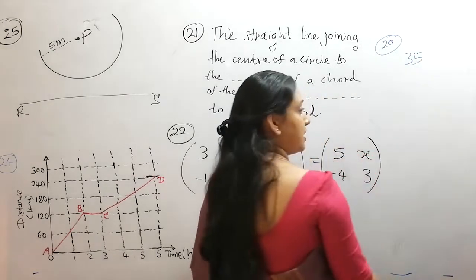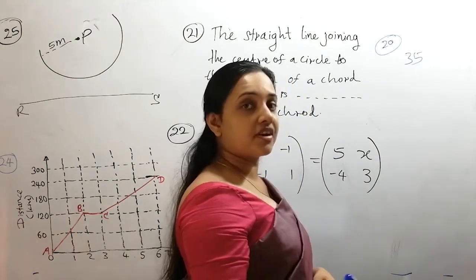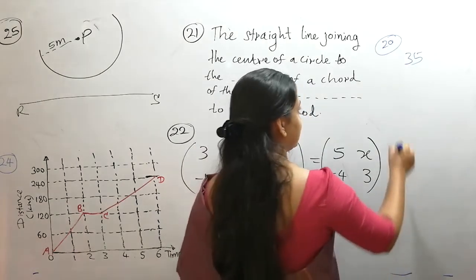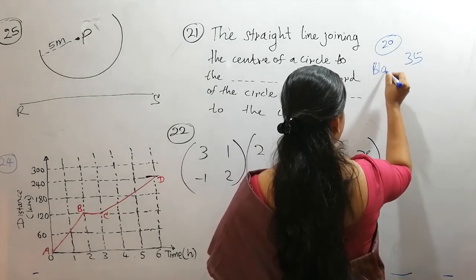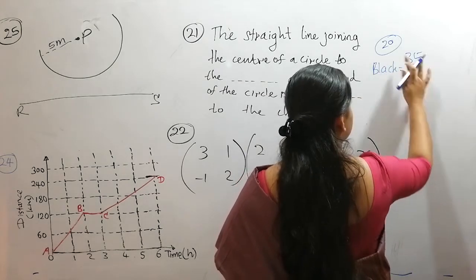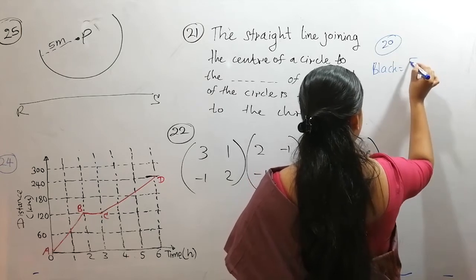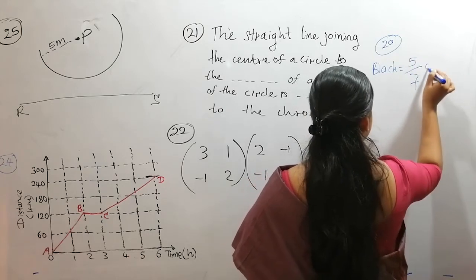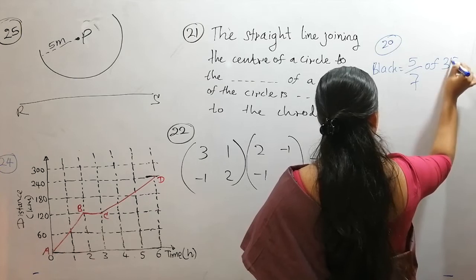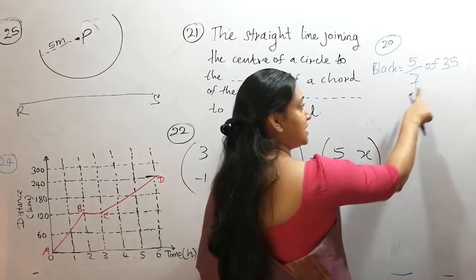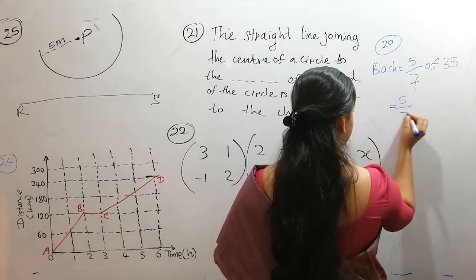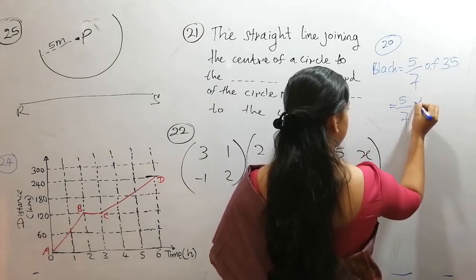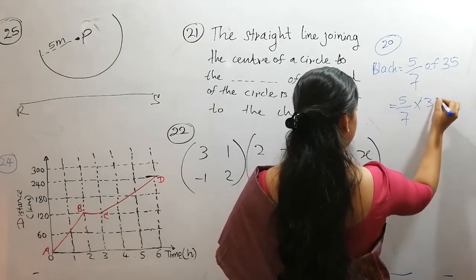Out of 35, the 5 over 7 fraction is black. Then the number of black marbles is 5 over 7 of 35 marbles. Then we can simplify. 5 over 7 of means multiplication into 35.